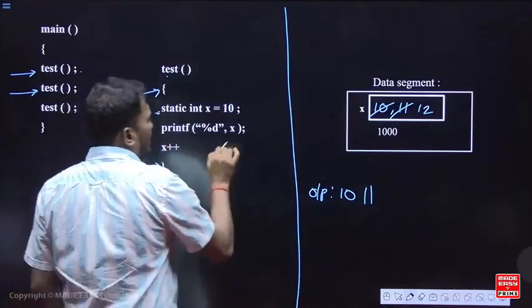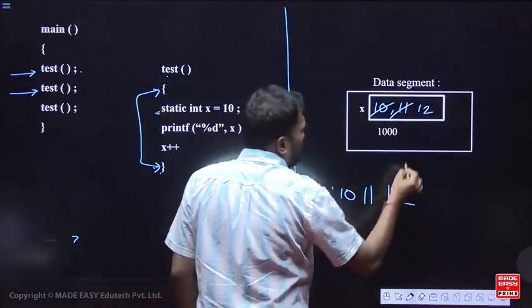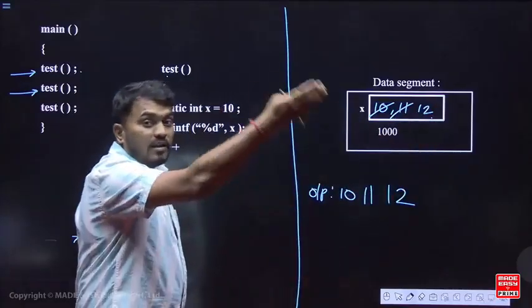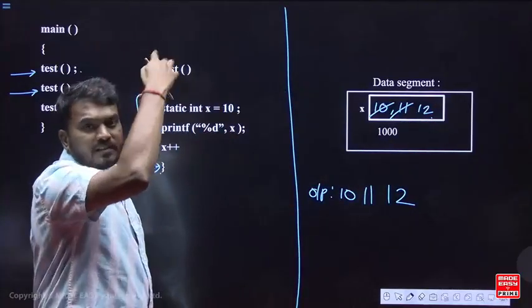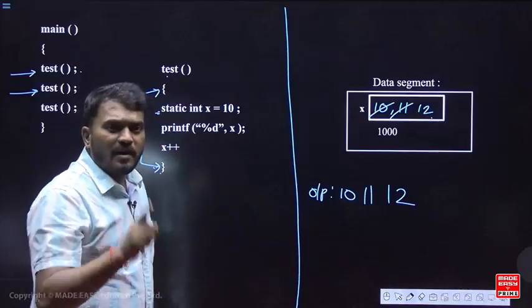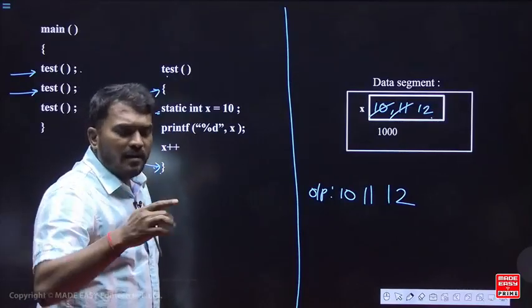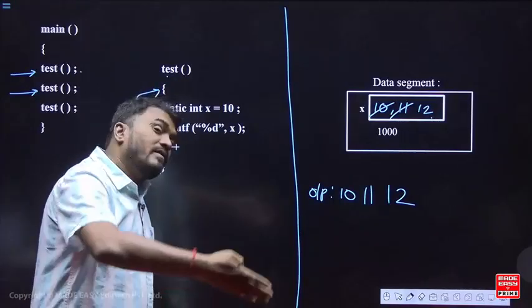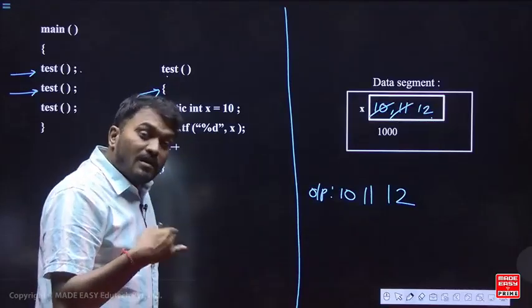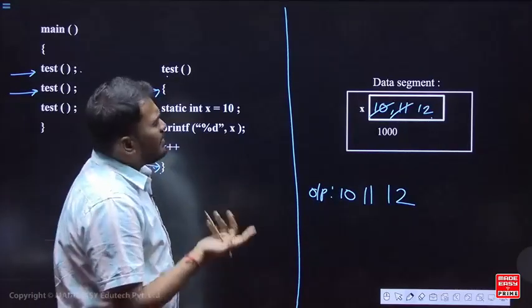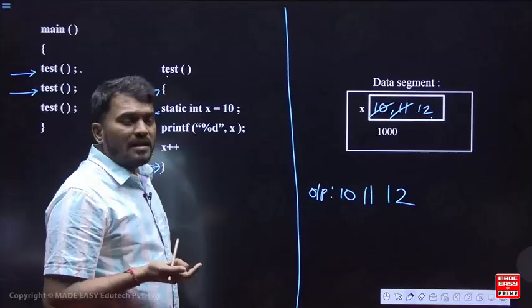Next, printf percentage x. What is the x value? 12. Now tell me why it is 12? It is holding the previous state value. That is the speciality of the static variable. First point given, a variable persisting its previous state value, even after the destruction of several function calls, is called a static variable. Right? Look at here.